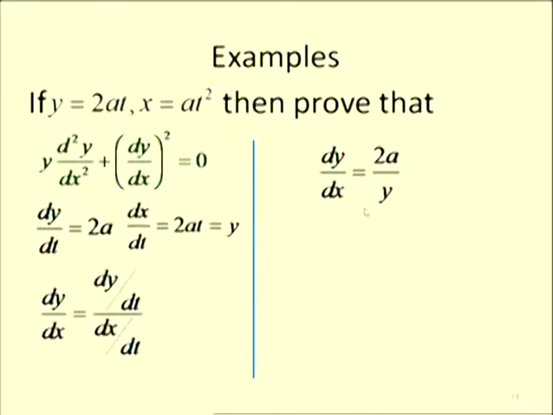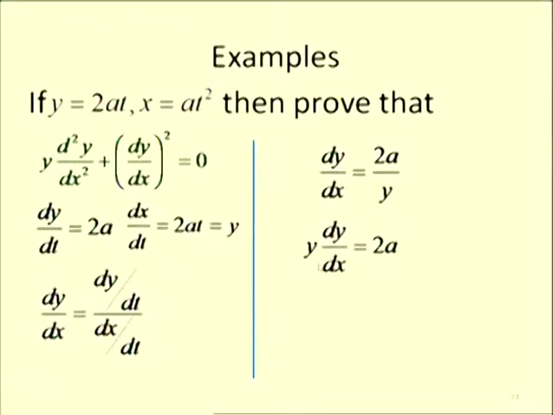Now whatever is in the denominator on the right hand side, we take to the opposite side, so that will be in multiplication. If we take this y to the opposite side, it will become y into dy by dx is equal to 2a. Y into dy by dx is equal to 2a. Now let us differentiate this equation with respect to x. Here, as we know, we have a product of two functions, that is y and another is dy by dx.